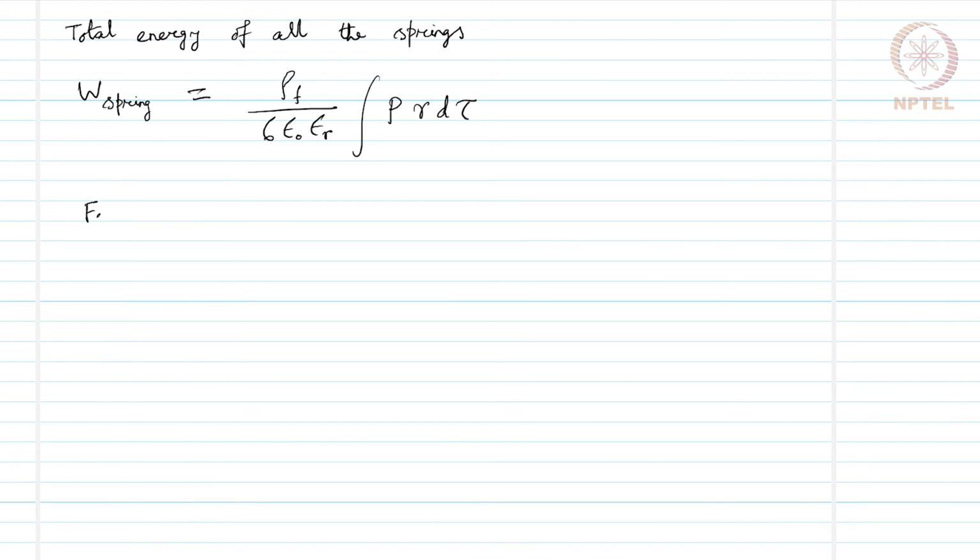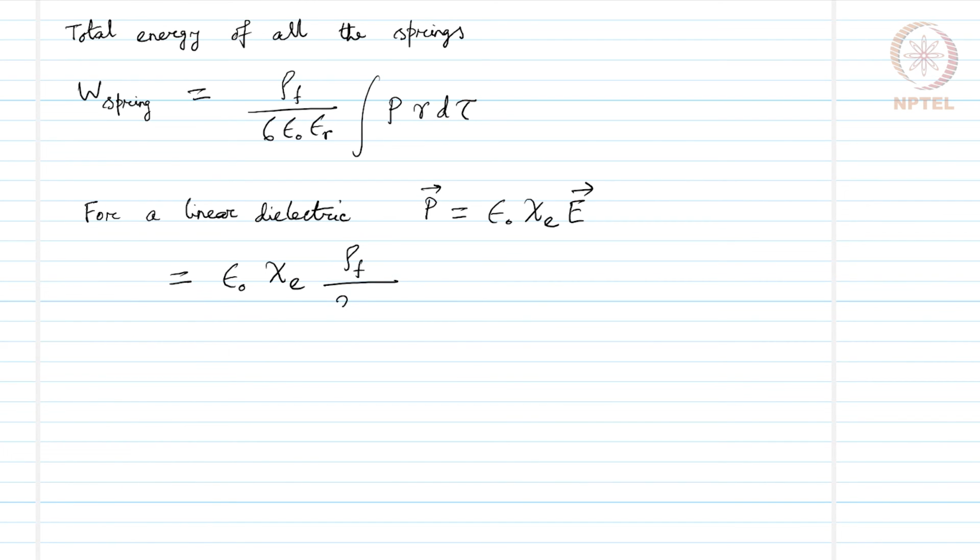For a linear dielectric, we know that the polarization vector can be expressed as epsilon naught chi e times the electric field, which is nothing but epsilon naught chi e rho f over 3 epsilon naught epsilon r, r vector, that equals epsilon r minus 1 times rho f over 3 epsilon r times r vector.